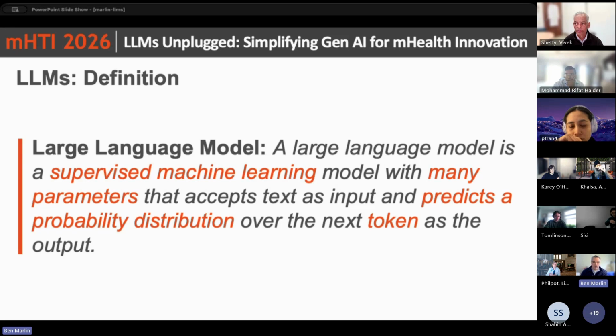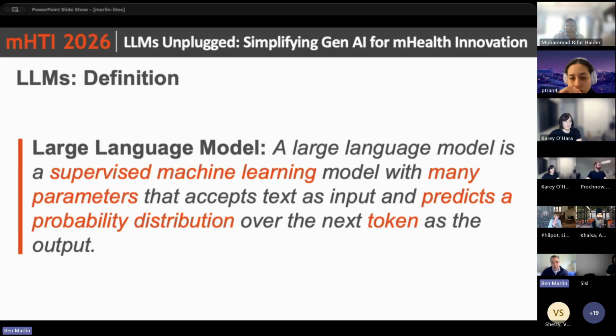So we think about these models as being supervised machine learning models with many parameters that accept text as input and that predict probability distributions over next tokens as output. Right, so this is specifically for large language models. There are other forms of foundation models that I think we'll hear about in the next section that are related, but that are not necessarily using language as their inputs or outputs.